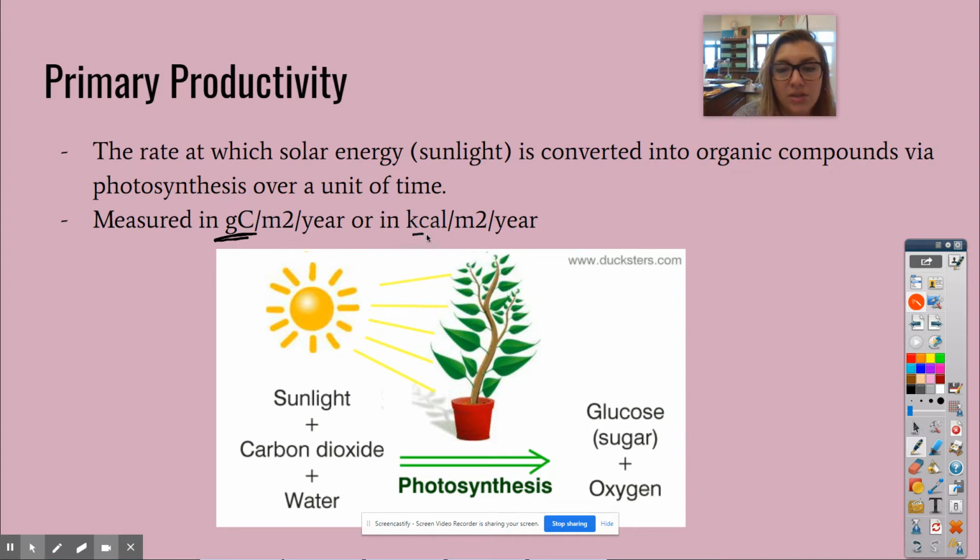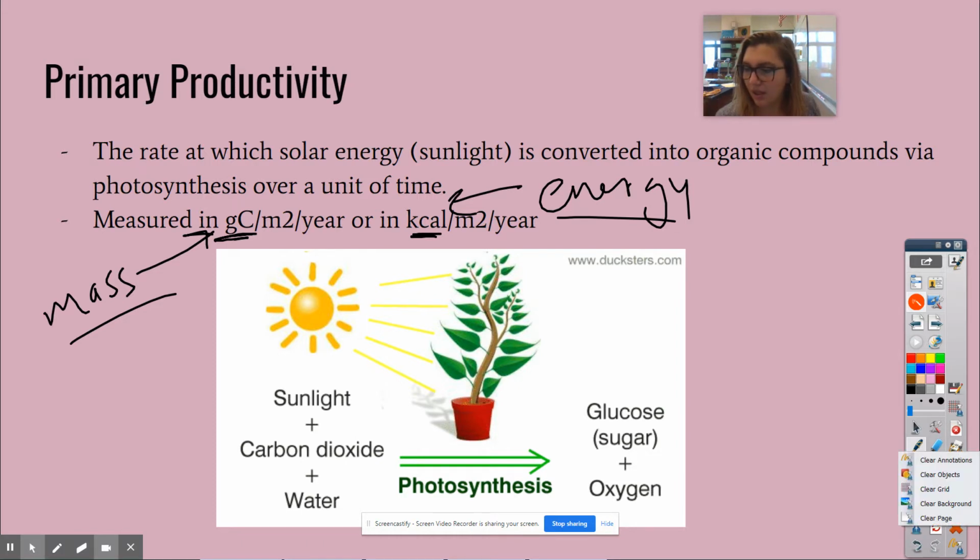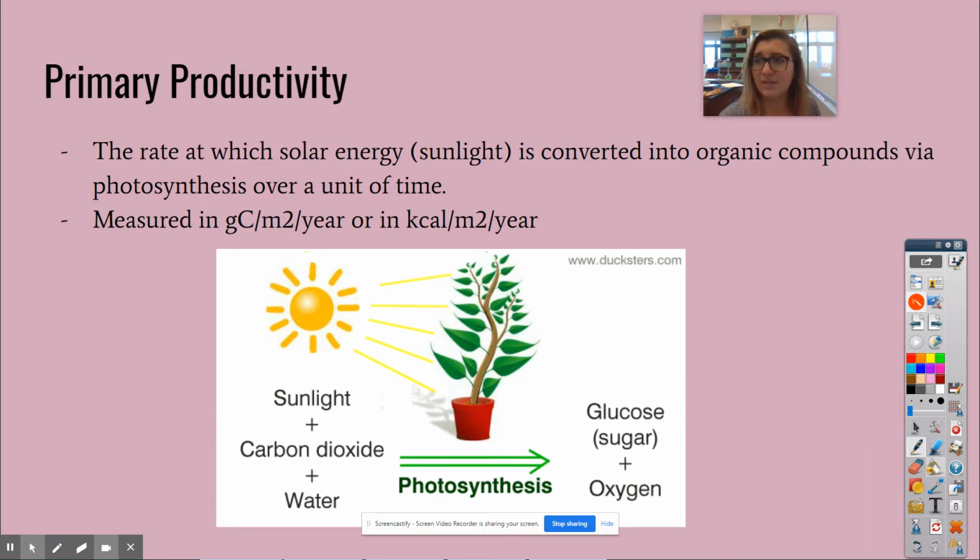Or you can also measure it in kilocalories. So grams carbon is more like a unit of mass, whereas this right here is energy stored. So they're a little different in what exactly they're measuring. Again, mass, this is energy. But they're basically measuring kind of like the same thing. All right, so that's how we measure it. On the AP exam, you will see both measurements.